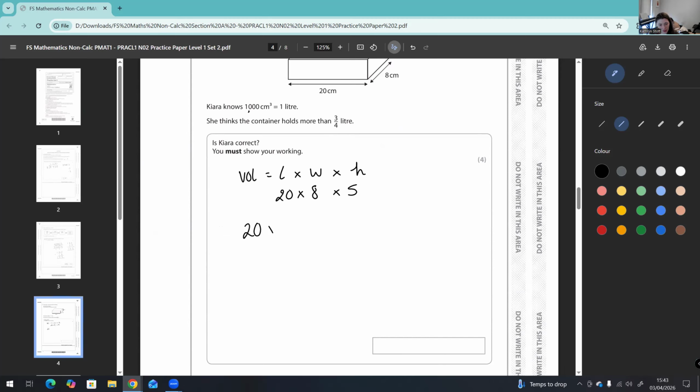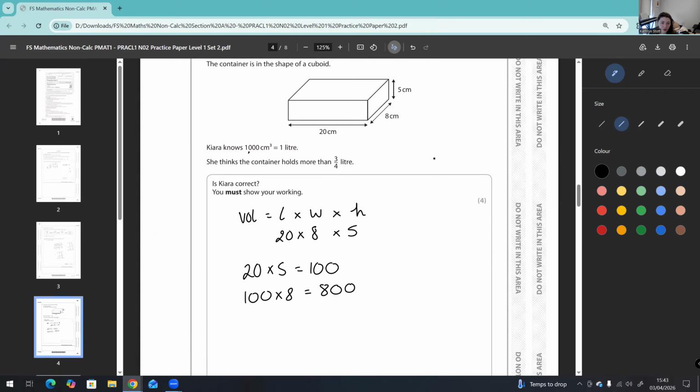So 20 times by 5. 2 times 5 is 10, add another 0. Okay? Then we're going to times this by 8. So 100 times by 8 is going to give me 800. Okay, so we know that our volume is going to be 800 centimeters cubed. We know that 1,000 centimeters is 1 litre. We want to know if the container holds more than 3/4 of a litre. So let's find out what 3/4 of a litre is in cubic centimeters.